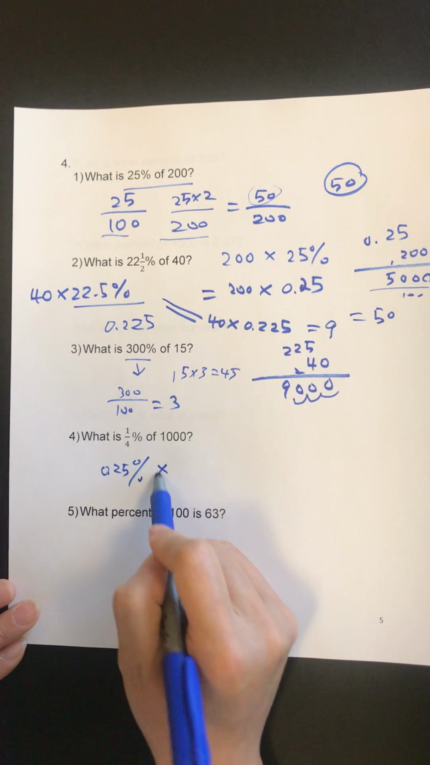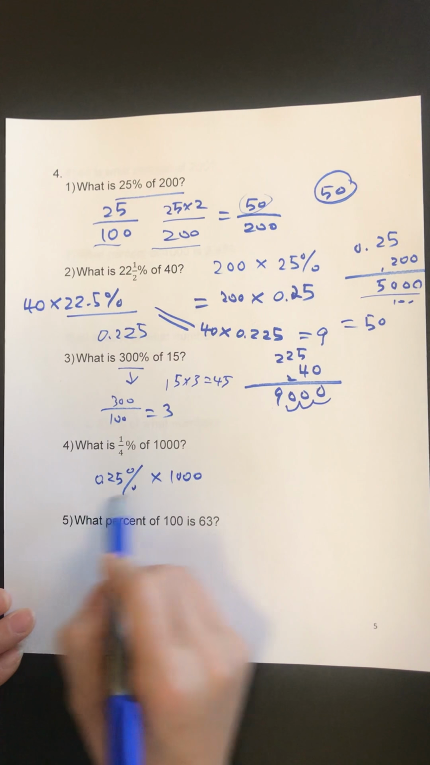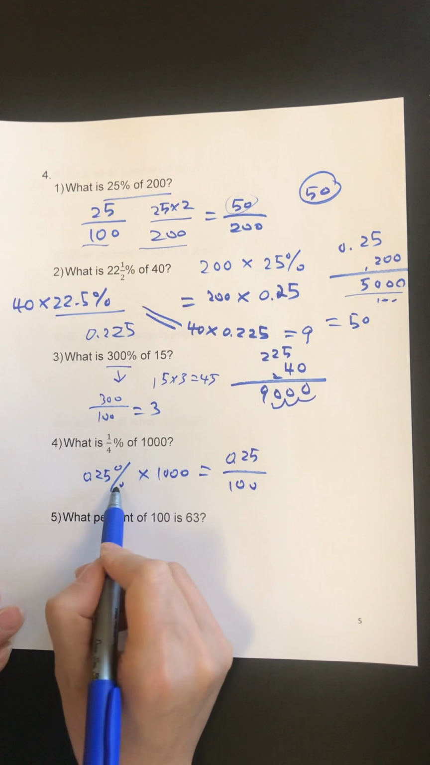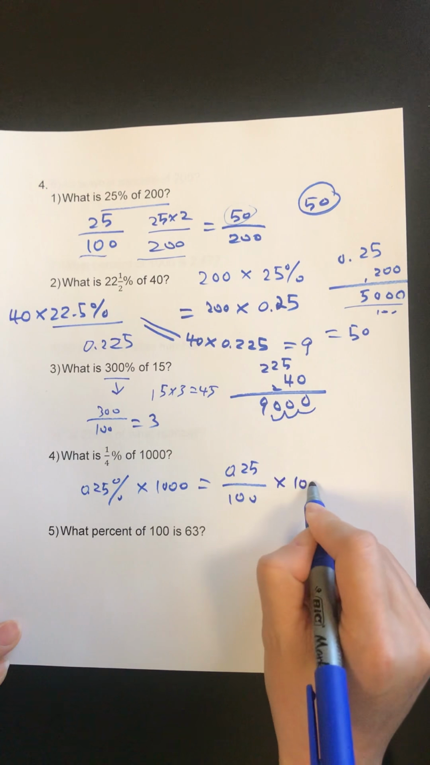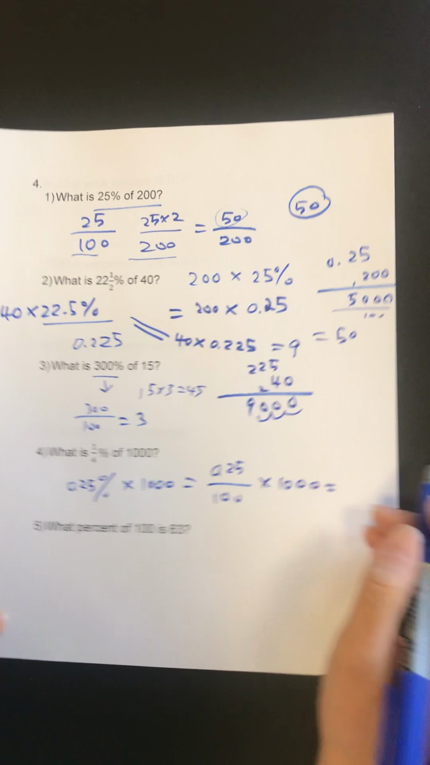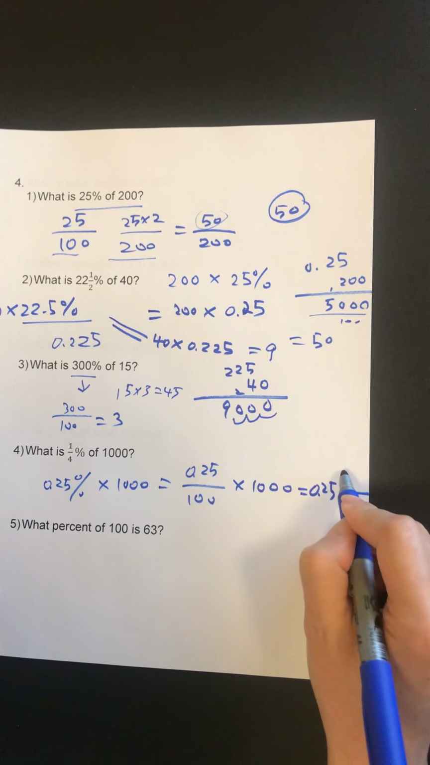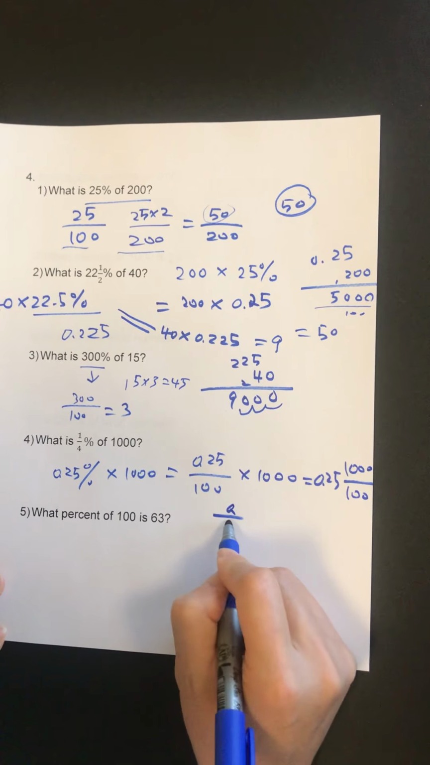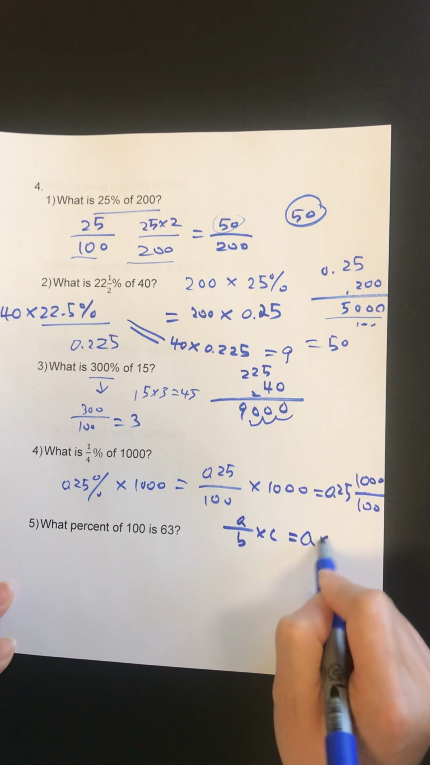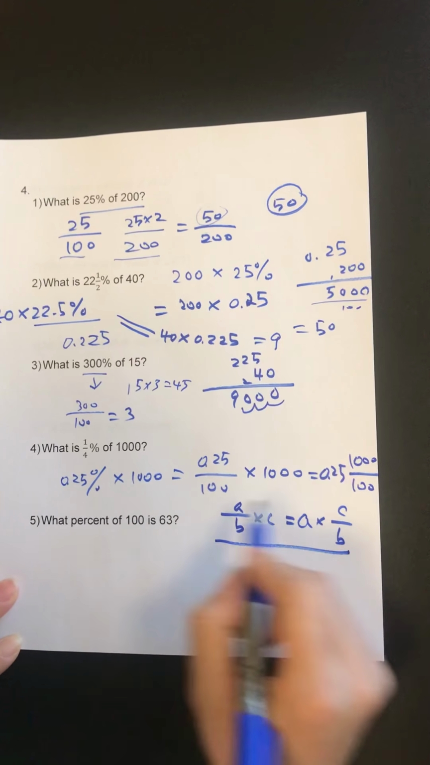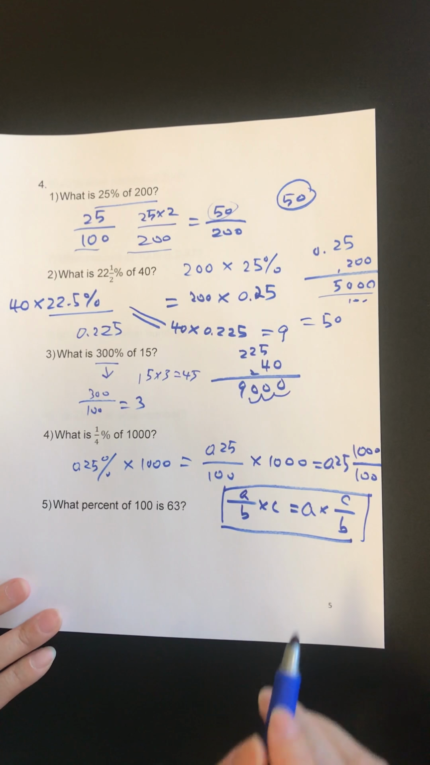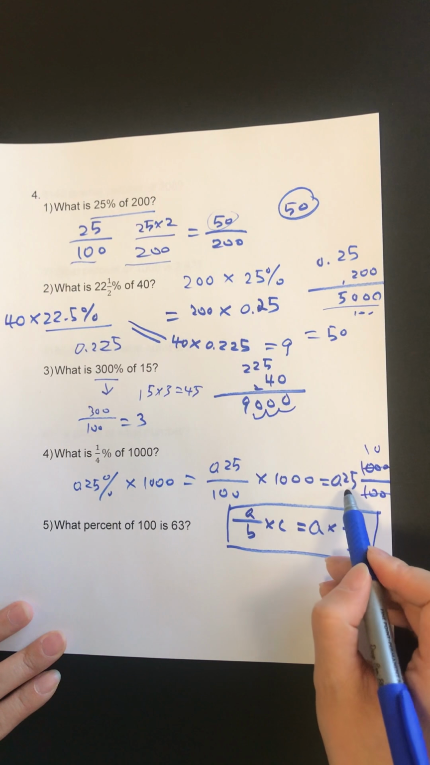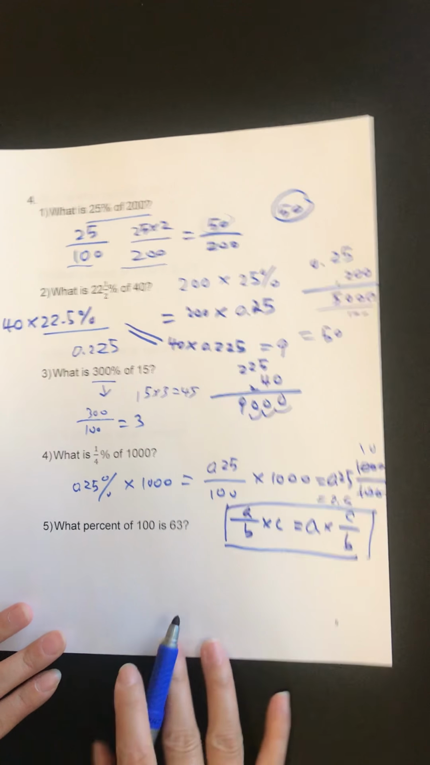0.25% multiplied by 1,000. So here, if I rewrite this as 0.25 divided by 100, this is the definition for percent, multiplied by 1,000. Now I'm going to do it a slightly different way. I have 1,000 here, and I have 100 here. Remember, A divided by B multiplied by C equals A multiplied by C divided by B. That's what we learned last time. So now 1,000 divided by 100 is 10. So 0.25 multiplied by 10 is 2.5.